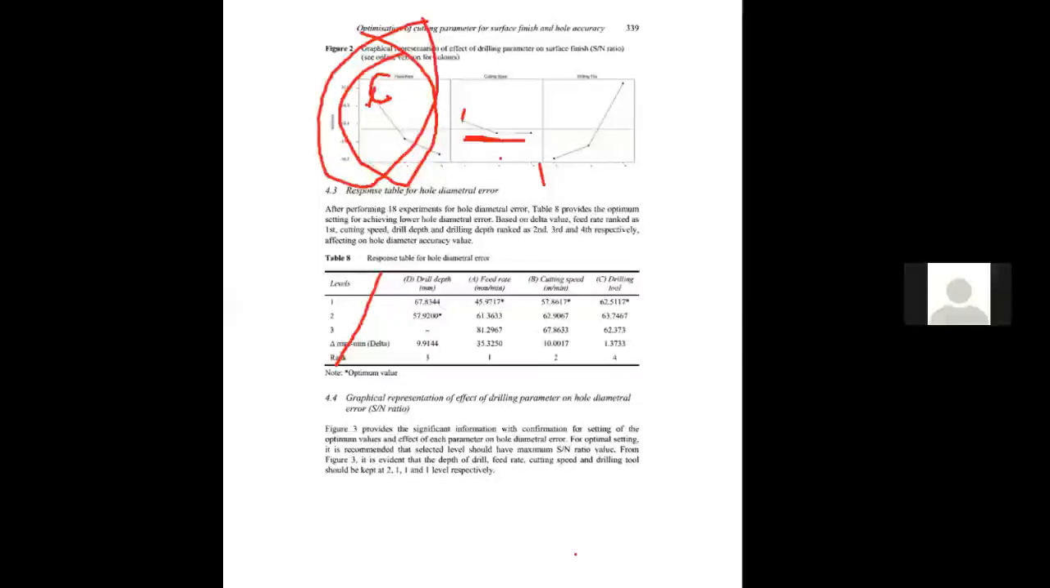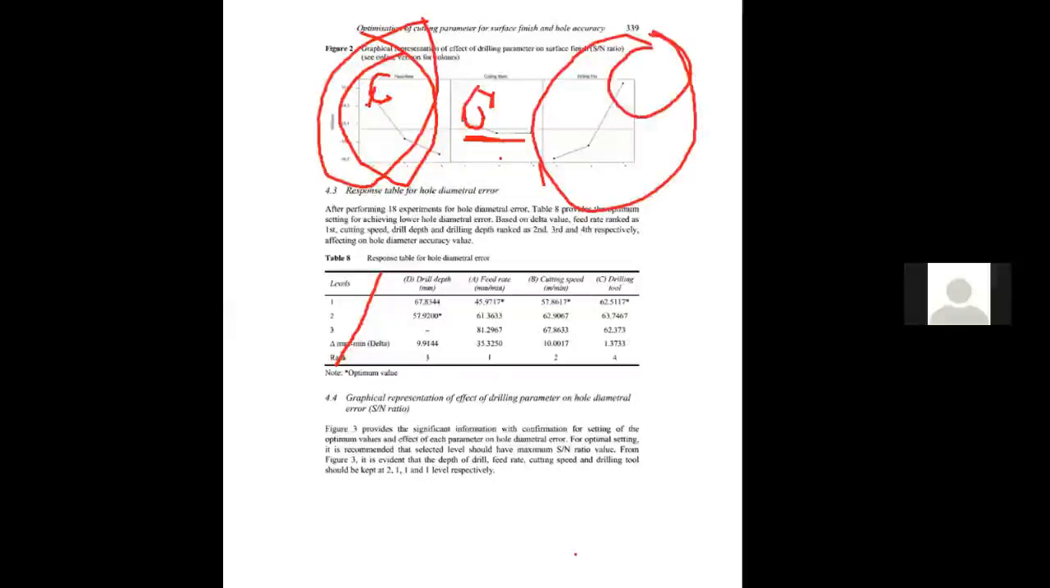Here also there is a big deviation, but if there is not much deviation and the line is straight, you can think about the cost also. But here we can directly say I have to keep cutting speed at level number 1. Now the third factor, that is my cutting tool. Again directly I will say I have to use the third cutting tool.